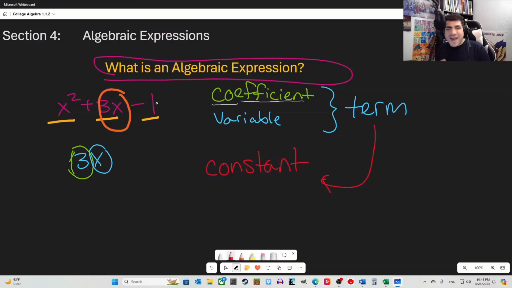So one type of term is dependent on what the variable is. The other type of term is a constant. It never changes. So notice how this first term right here had a variable but no coefficient. Is that a special type of term? No. It still has a variable.